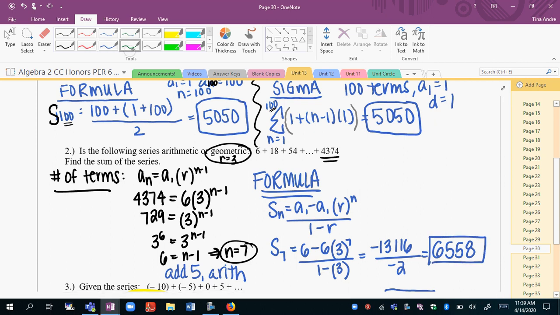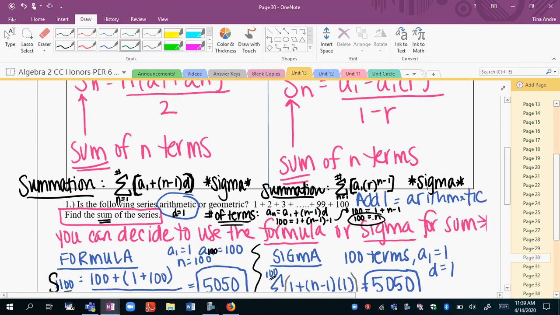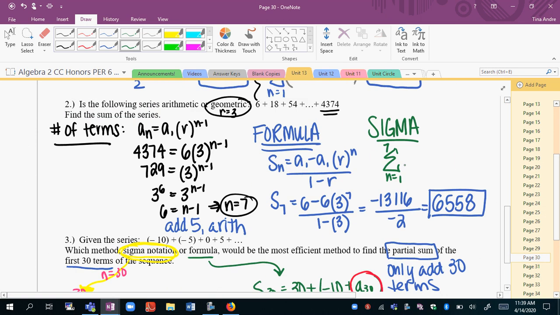And now if I want to try that using my sigma notation, using sigma or the summation, this would mean I am going to start at 1. I'm going to end at 7 for the 7 terms. And I'm going to use my geometric sequence formula. So remember the geometric sequence formula, I'm going to have my first term, 6, times the common ratio to the n minus 1, basically exactly what I have over here.